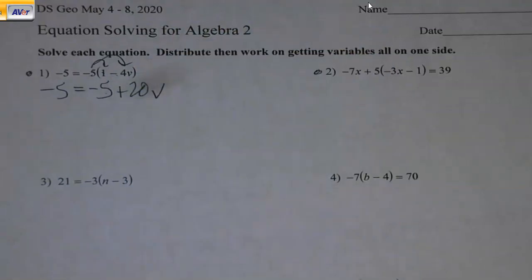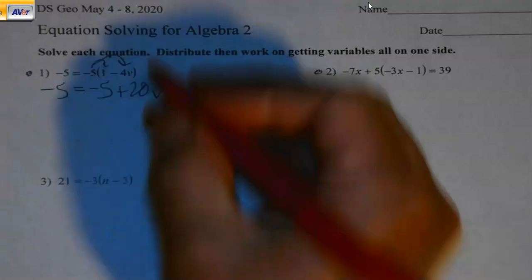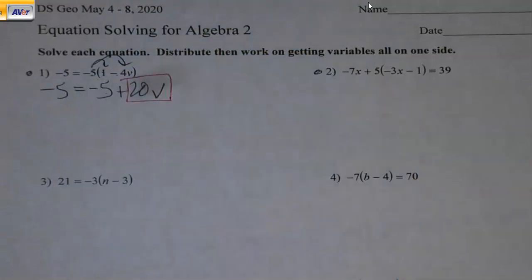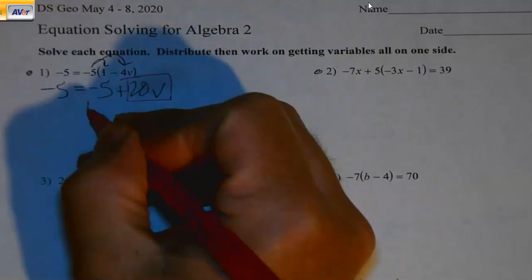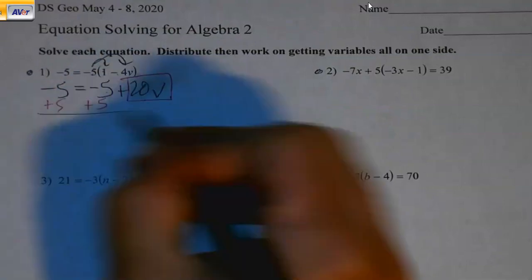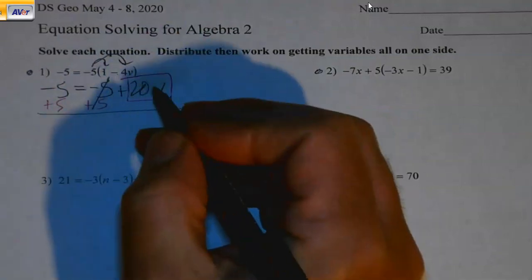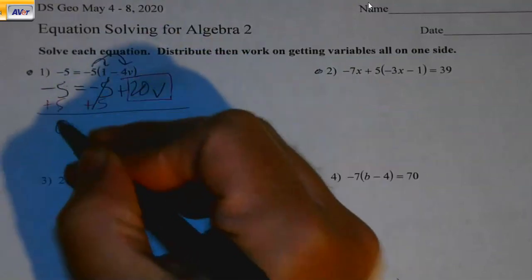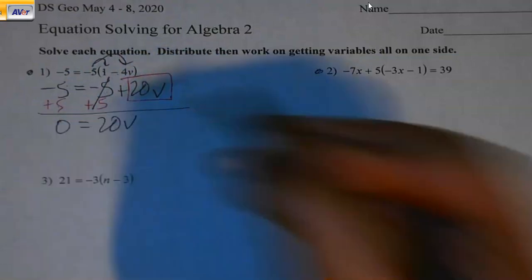Okay, once we have the distributing done, my job is now going to become to get all my variables on one side. So that's not with our b. Zap that out of there. Negative 5 and positive 5 is 0. That is okay.